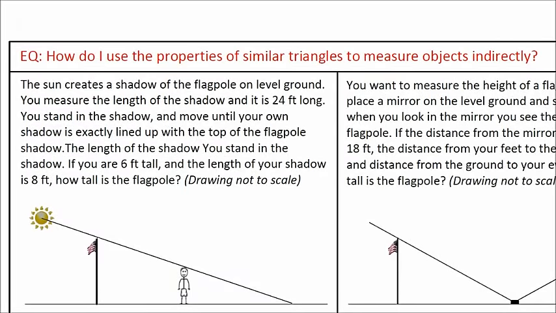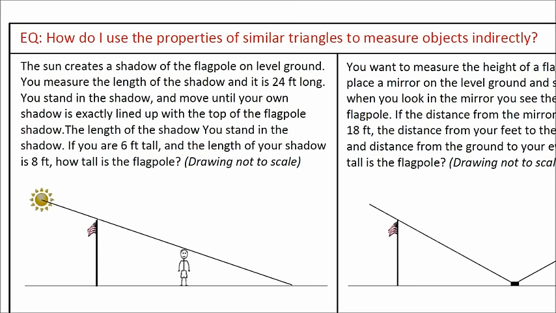The essential question for this video is, how do I use the properties of similar triangles to measure objects indirectly? By indirectly, it means we're going to measure them using the math properties of similarity. We're going to measure objects like, in this case, a flagpole, which are difficult to measure with a tape measure or with some other measuring tool. So we're going to use similarity for this. Let's take a look at the question.